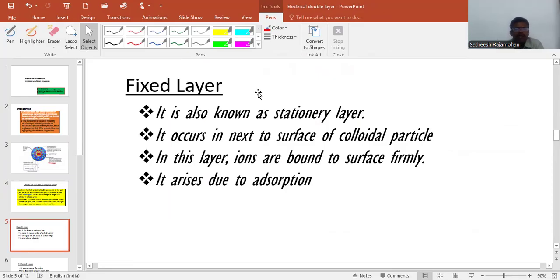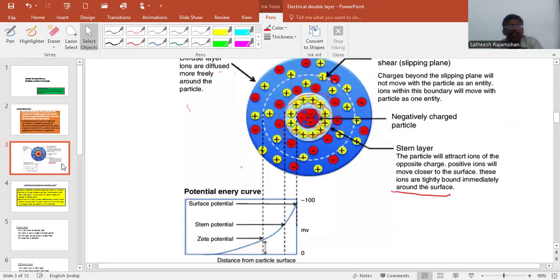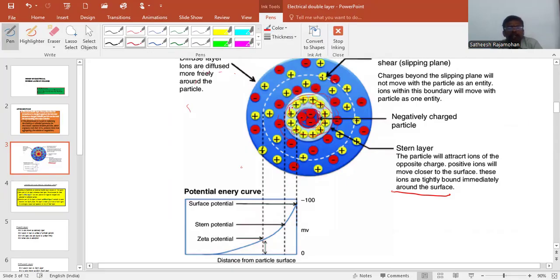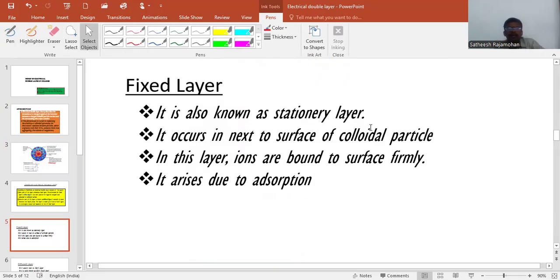So what is the importance of the fixed layer? The other name is the stationary layer. It occurs next to the surface of the colloidal particle. So this is your fixed layer. This is the colloidal particle surface that is mentioned here, and the fixed layer is next to the surface of the colloidal particle.